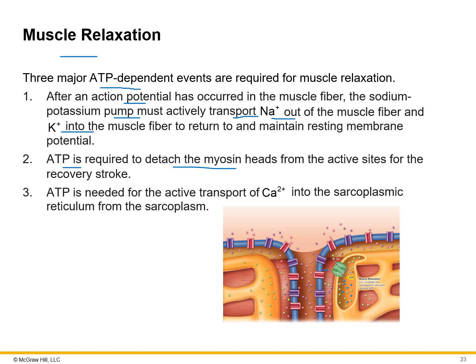And then finally, we need ATP for active transport of calcium into the sarcoplasmic reticulum. So it's going to recycle the calcium that was released. It's going to put that calcium back into the sarcoplasmic reticulum so that it can be stored for the next contraction.